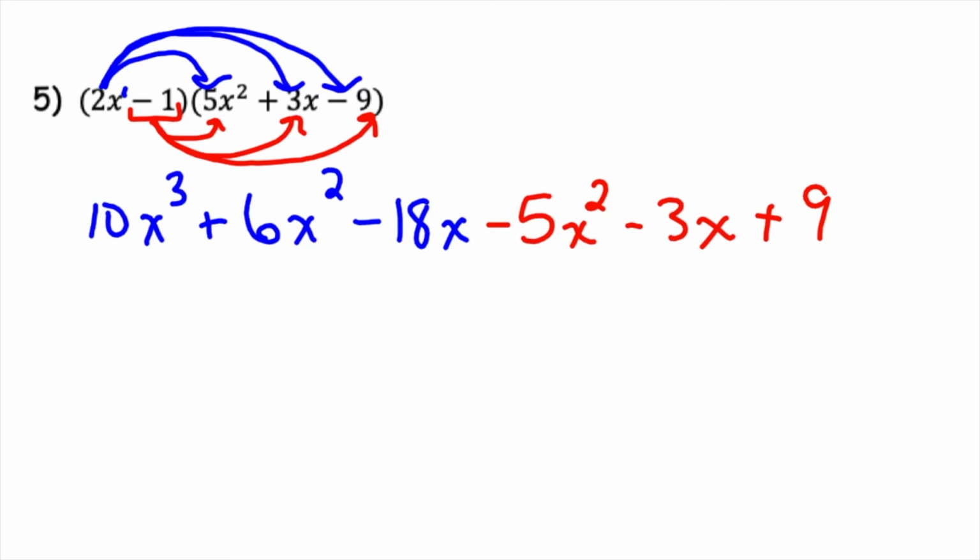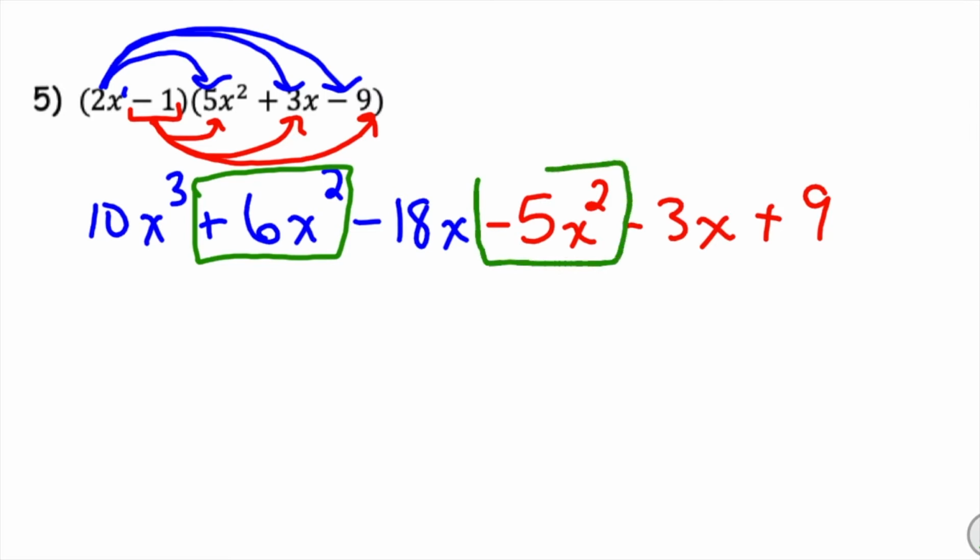But again, we are not finished here because we have some like terms. So I see I have an x squared right here, and I have an x squared right here. Let me write this out. So first of all, 10x to the third, I don't have anything to combine with that, so I'm going to bring that down. Now I have some x squareds. 6x squared minus 5x squared is 1x squared, so we just write that as x squared. There is a 1 here, but you don't have to write that.